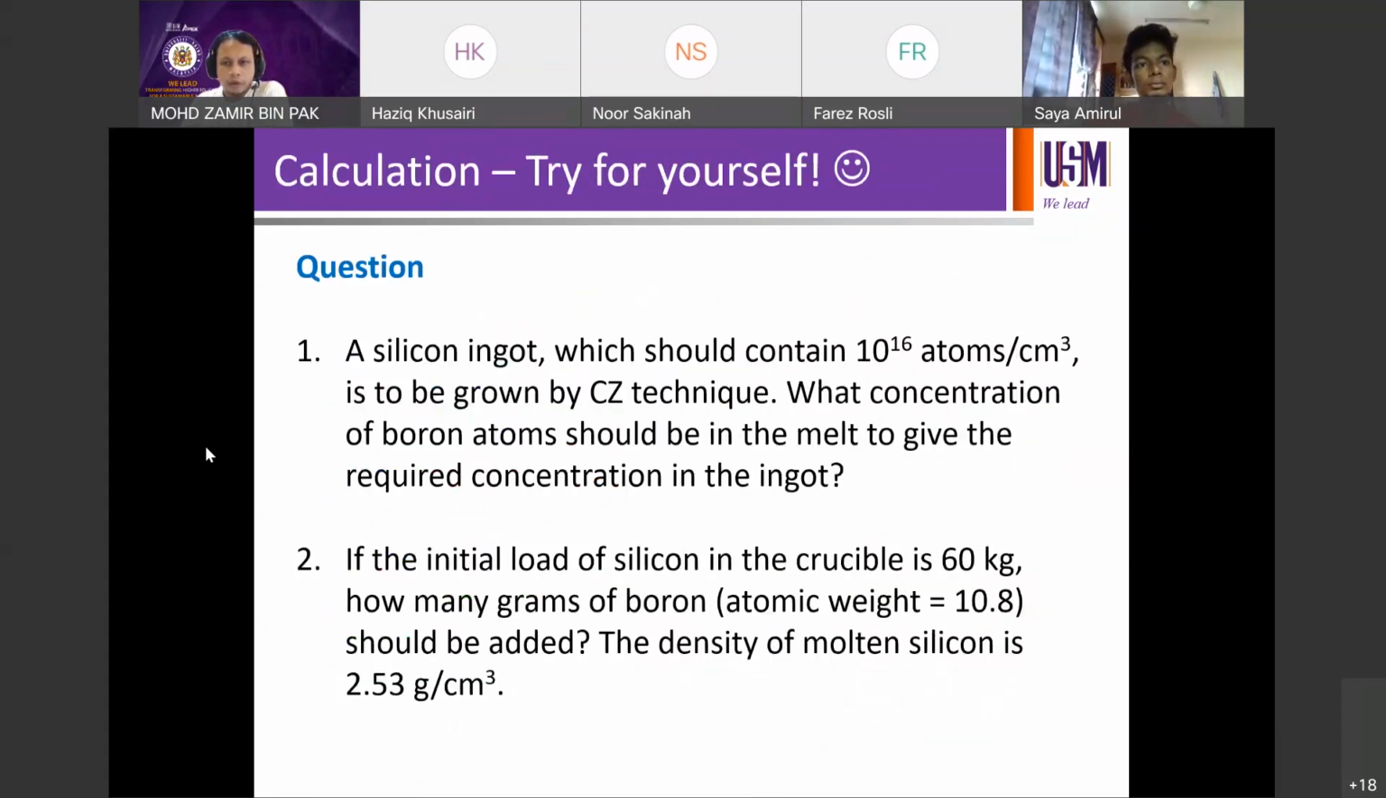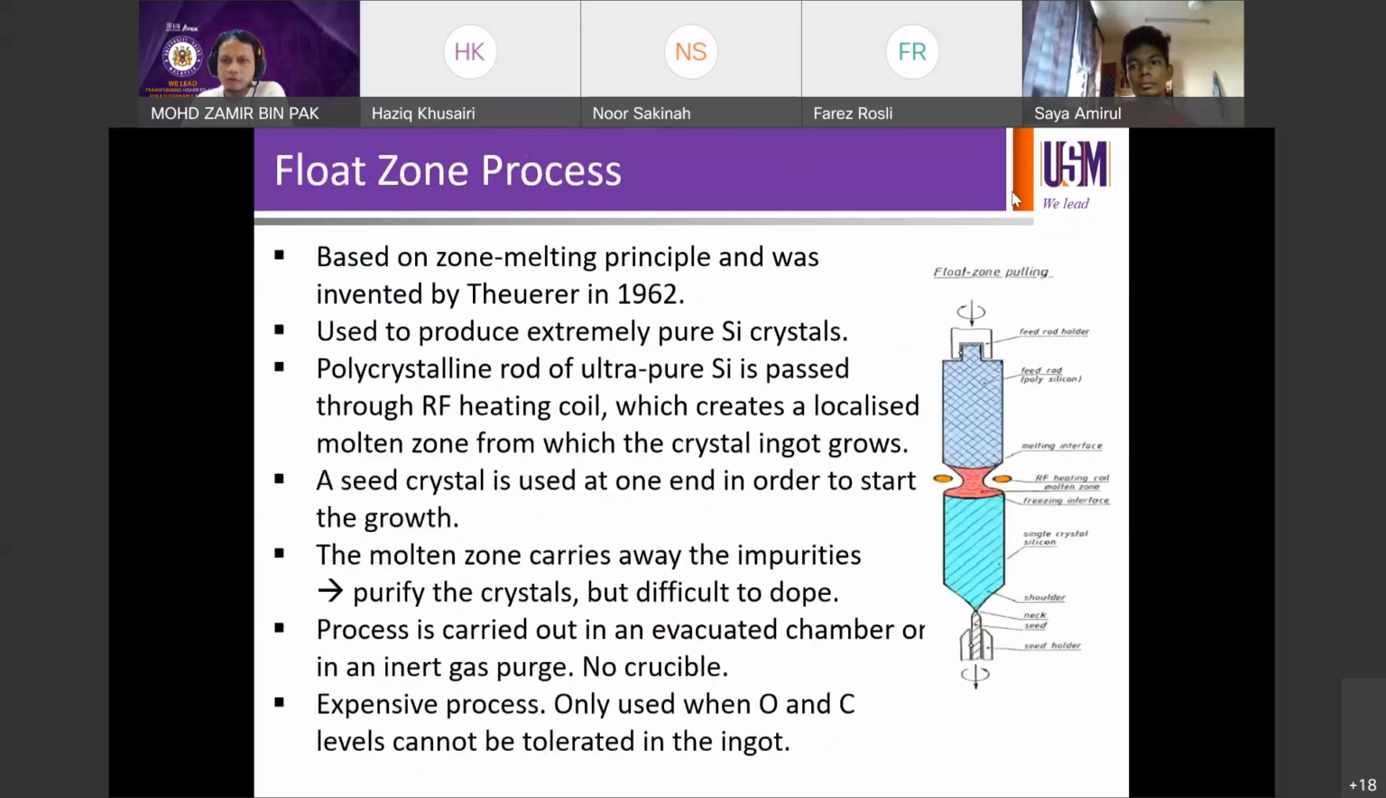Okay, and we've done this calculation today. We've discussed both of the parts. So now let's move on to the second part. That's called float zone technique. Okay, float zone or FZ process. First one was called CZ.